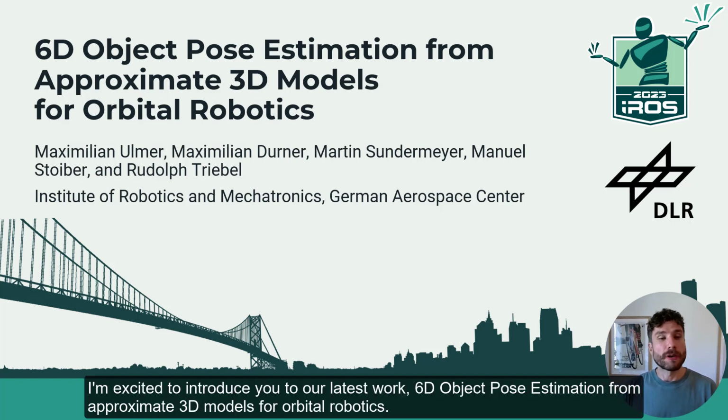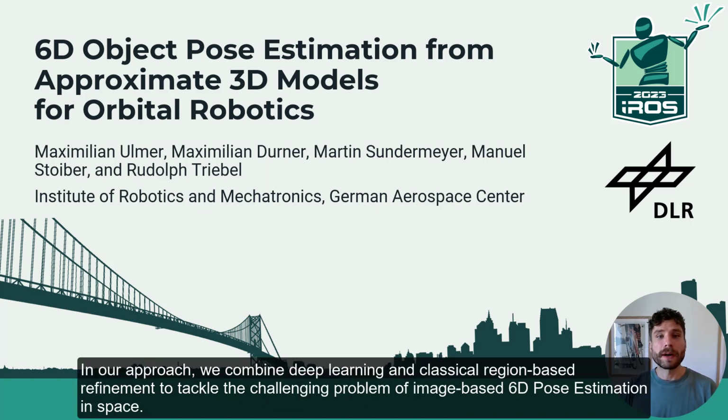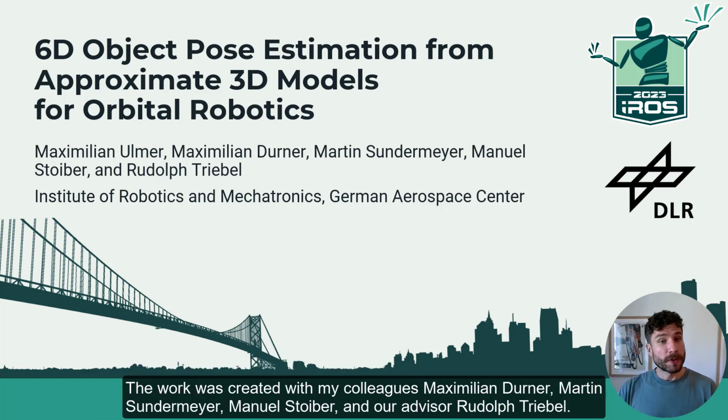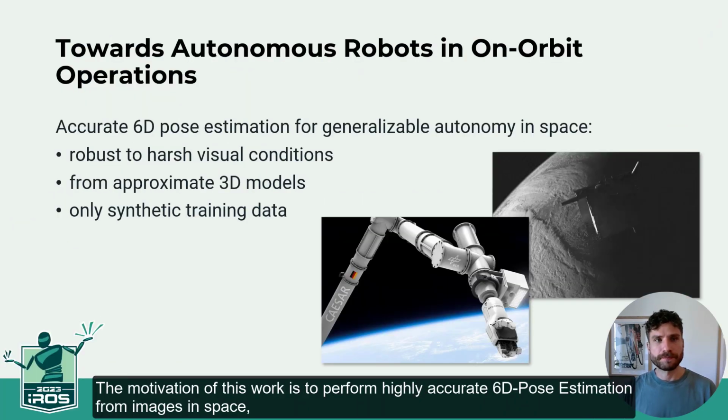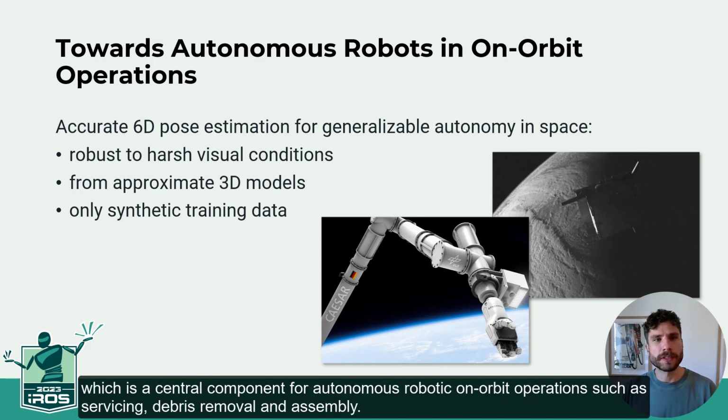I'm excited to introduce you to our latest work, 6D object pose estimation from approximate 3D models for orbital robotics. In our approach, we combine deep learning and classical region-based refinement to tackle the challenging problem of image-based 6D pose estimation in space. The work was created with my colleagues Maximilian Durner, Martin Sundermeier, Manuel Stoiber, and our advisor, Rudolph Triebel. The motivation of this work is to perform highly accurate 6D pose estimation from images in space, which is a central component of autonomous robotic on-orbit operations such as servicing, debris removal, and assembly.